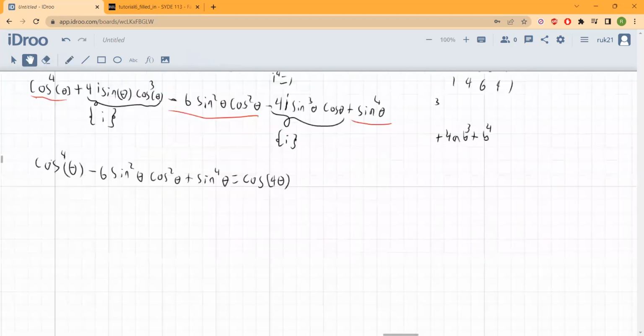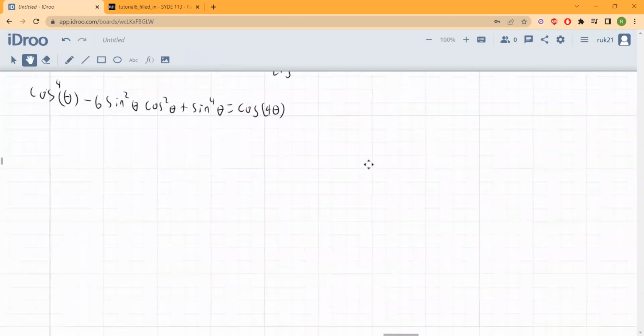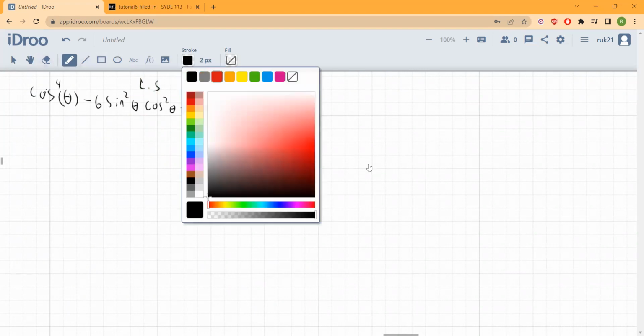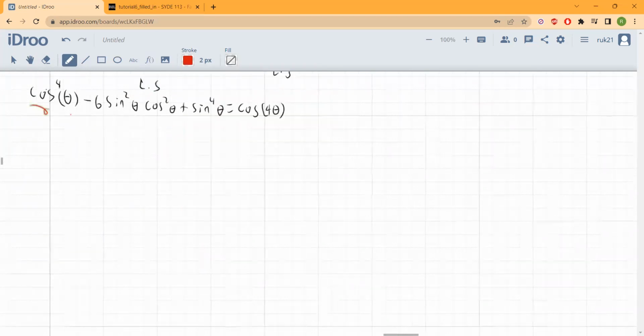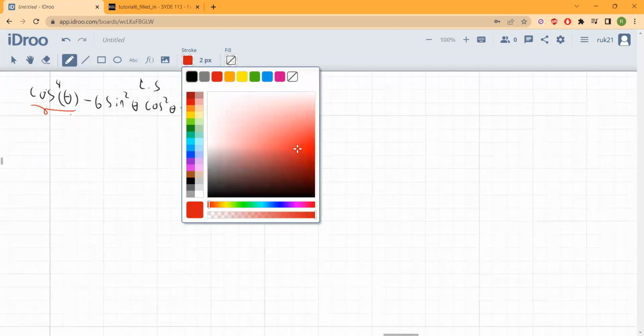So what I'm going to do is, again, only manipulate our left side. And what's going to happen is there's 2 parts I really want to focus on. And those 2 parts, just like in class, are cosine to the power of 4 theta and sine to the power of 4 theta. Okay, so let's take a look at what we're going to do.